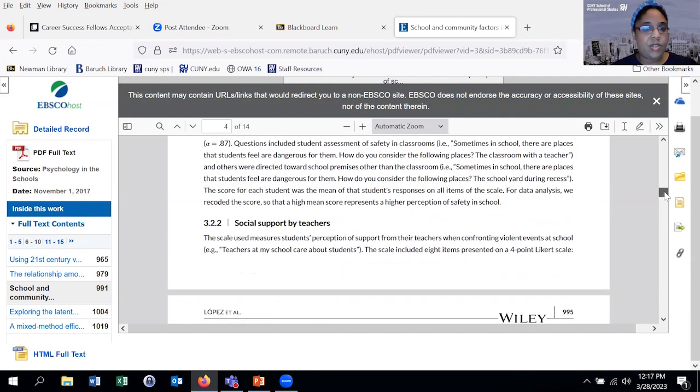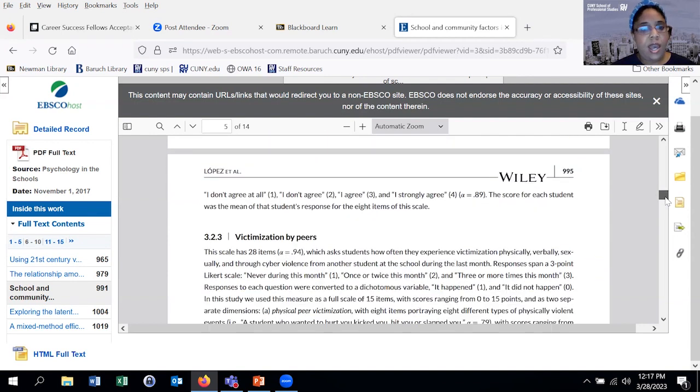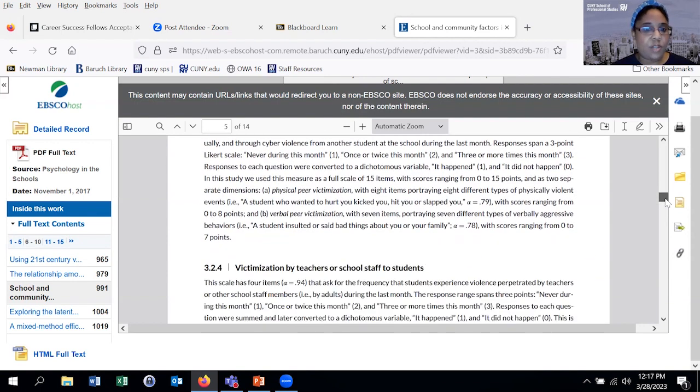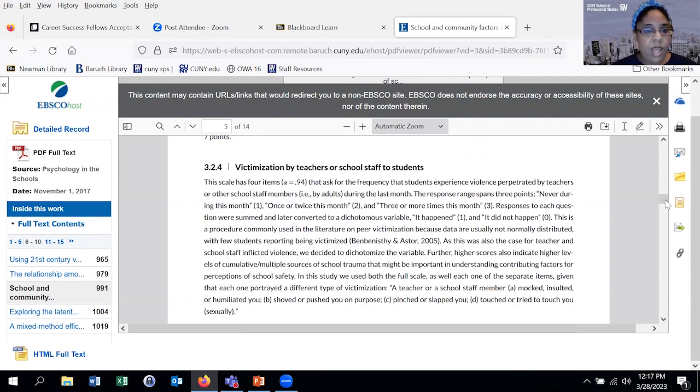And so you see here, they use a measure for school safety, they use a measure for social support by teachers, and they use a measure to assess victimization by peers. And this here is the Cronbach's alpha, and that's going to tell you about the reliability of the measure. So there's really specific information that is included in these particular sections. It's a description of the measure. It's going to be sample items from the measure, and they'll tell you how reliable the measure is, meaning how likely is the measure to actually be measuring what you want it to measure.